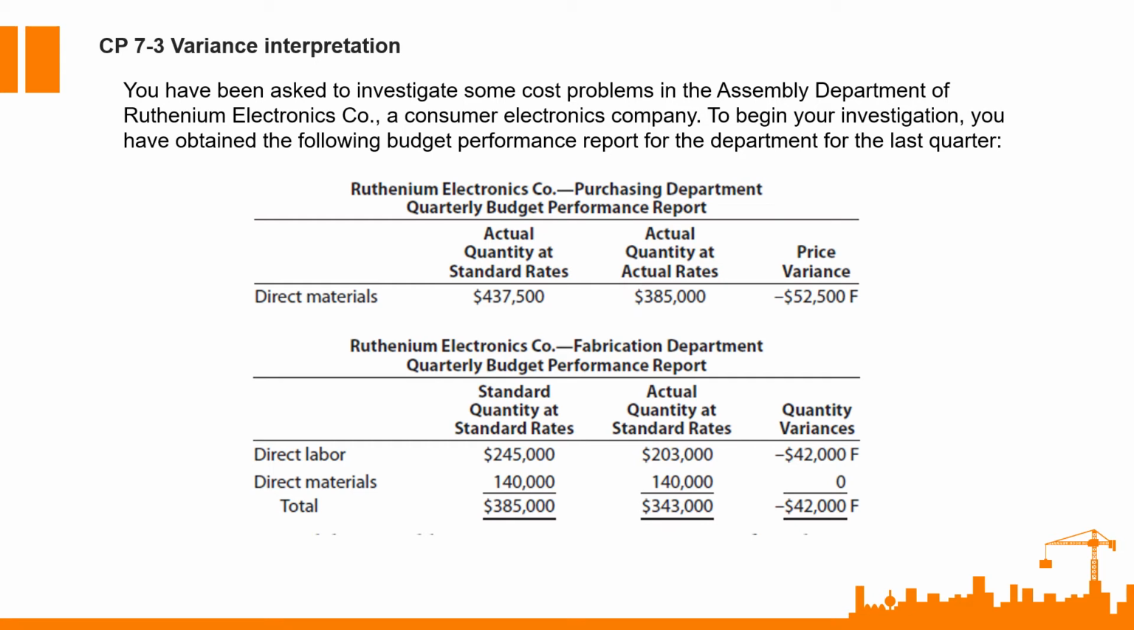Here we have additional information on the other departments, and they are doing quite well compared to the assembly. The purchasing department has a favorable direct materials price variance. The fabrication department has a favorable direct labor time variance, and they also incurred zero variance in their direct materials quantities.